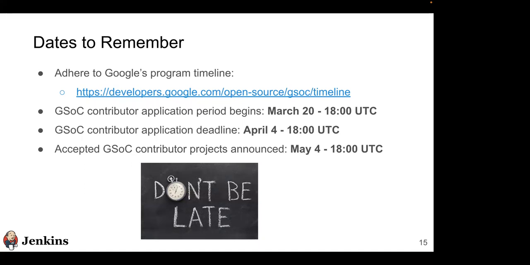Okay. So next, dates to remember. Remember to check Google's program timeline, which is linked, and to adhere to it, because we have very, very, very strict timelines, and we don't normally give grace periods, even if you have very legitimate reasons to be late for something. So the GSoC contributor application period begins on March 20th at 6 p.m. UTC. That's about March 21st Indian time or Asian time. The GSoC contributor application deadline is on April 4th, same 6 p.m. UTC, so that's April 5th, Asia time. Accepted GSoC contributor projects will be announced on May 4th, same time, 6 p.m. UTC. So don't be late, be on time, and be prepared. That's important.